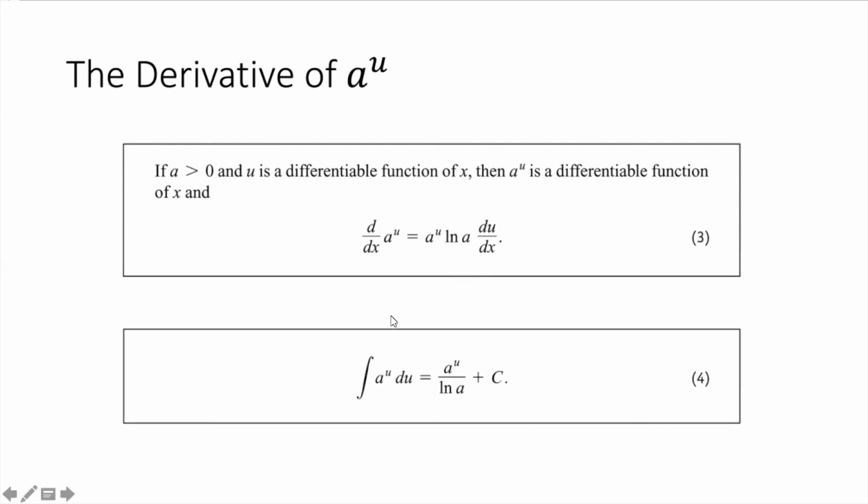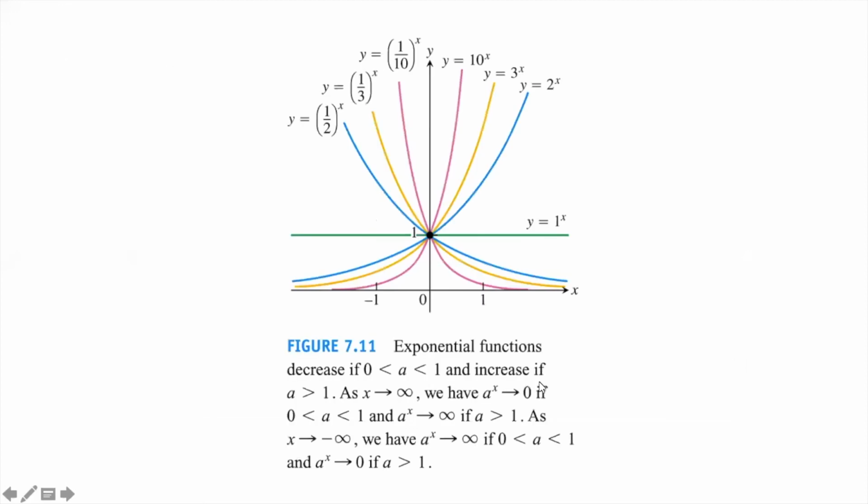All right, and then your corresponding integration formula: the integral of a to the u du is equal to a to the u divided by natural log a, plus c. Here we have some exponential functions, and you would have seen a picture like this in pre-calc. Those functions are decreasing if a is between 0 and 1, increasing if a is greater than 1. I'm not going to read this whole thing to you because you've heard this before.